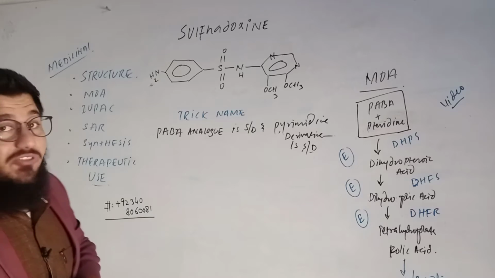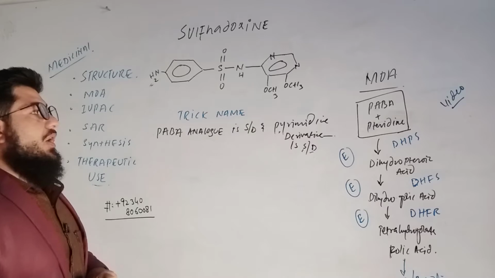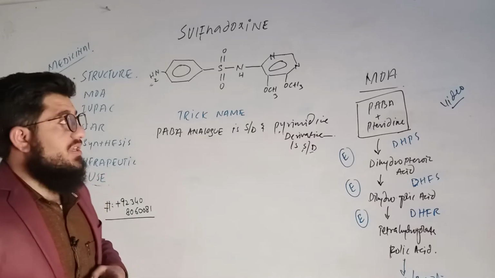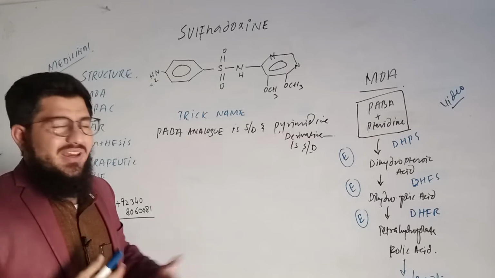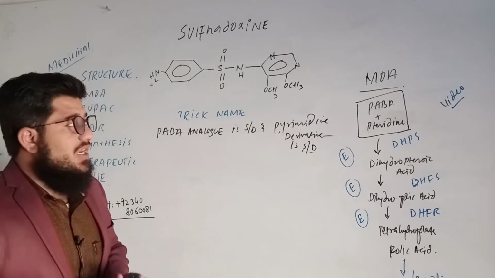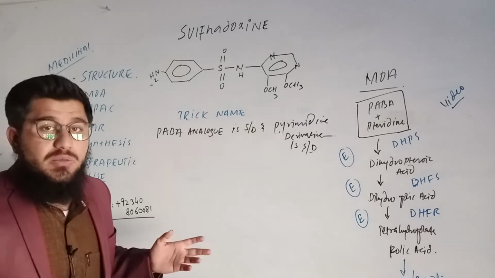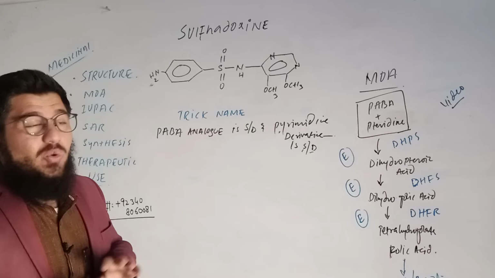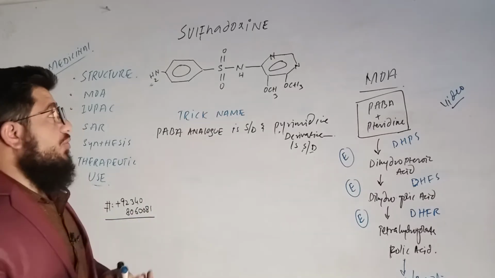Coming to the point, sulfadoxine, its structure. The structure is a bit complex. We're supposed to memorize the structure because we're asked in exams to draw it, whether it is a viva or any other type of question. So how will we draw it? Simple. I will tell you the trick so that you will feel relaxed while drawing the structure. You'll not be confused anymore.